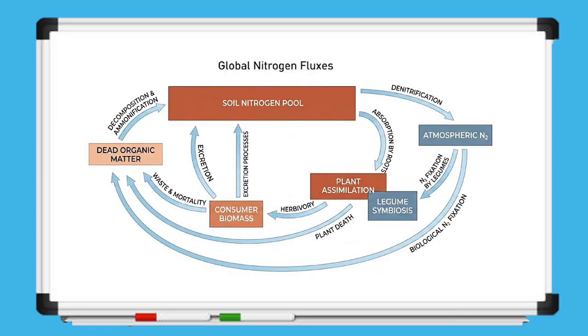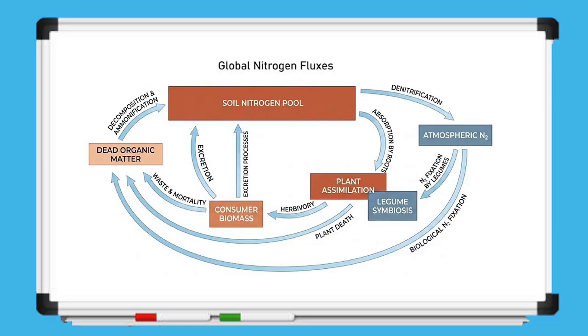Now, let's relate these processes to this diagram. The diagram shows the complete movement of nitrogen through an ecosystem. Atmospheric nitrogen enters the cycle through biological nitrogen fixation by bacteria and through legume symbiosis. Nitrogen then becomes part of the soil nitrogen pool, from which plants absorb it through their roots. Inside plants, the nitrogen is used to produce proteins and other important compounds. Animals obtain this nitrogen by feeding on plants or other animals, transferring it through the food chain.